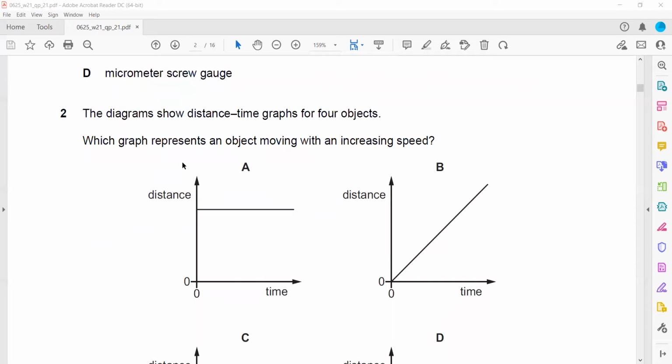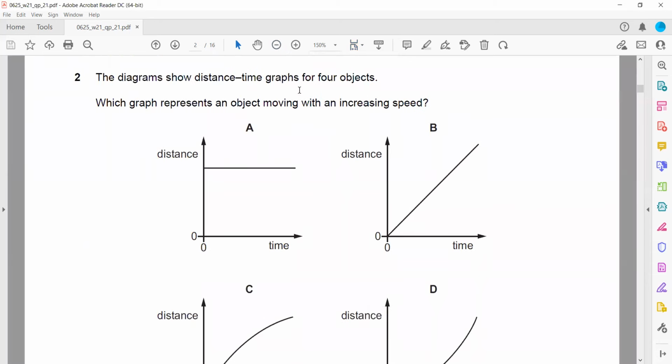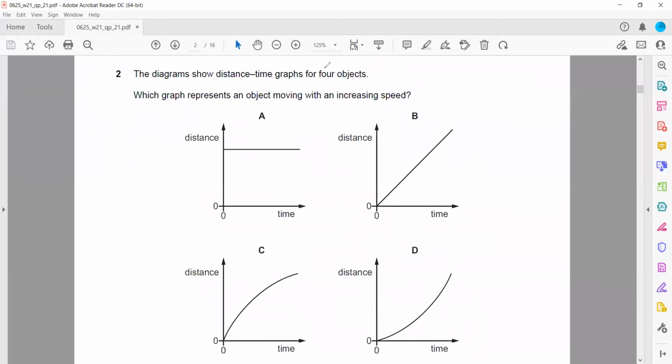In question 2, the diagram shows the distance and time graph for 4 objects. Which graph represents an object moving at an increasing speed? So remember, for a distance time graph, the gradient or the slope represents the speed.